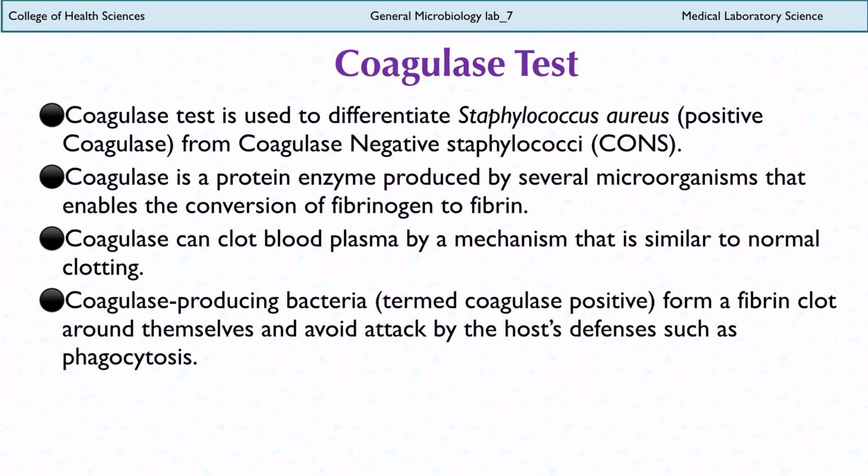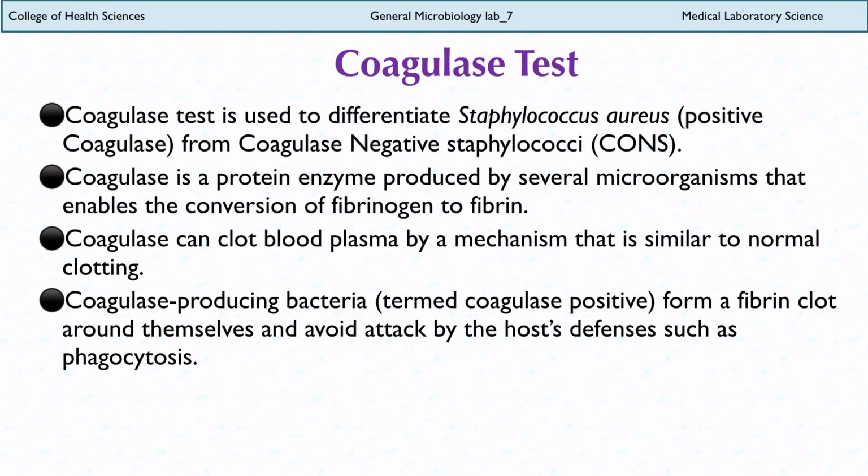Staphylococcus aureus is a kind of microorganism that can produce coagulase enzyme, while other staphylococci such as Staphylococcus epidermidis and Staphylococcus saprophyticus cannot produce coagulase enzyme. That's why they are coagulase negative. So this test is used to differentiate Staphylococcus aureus from other coagulase negative staphylococci in general.